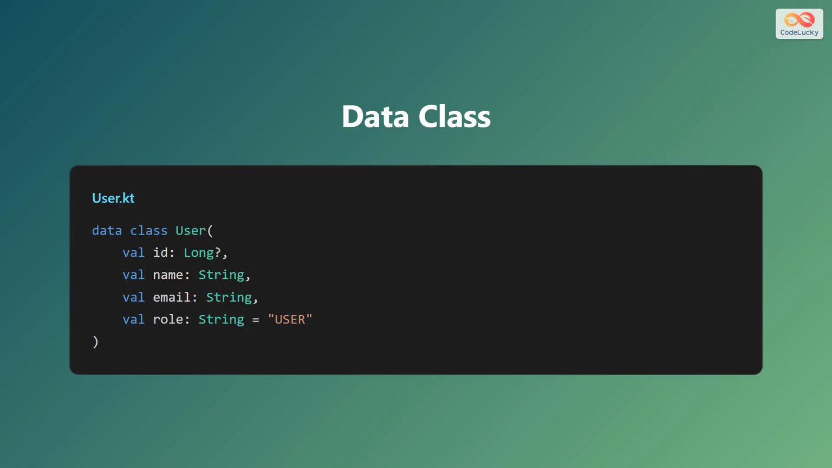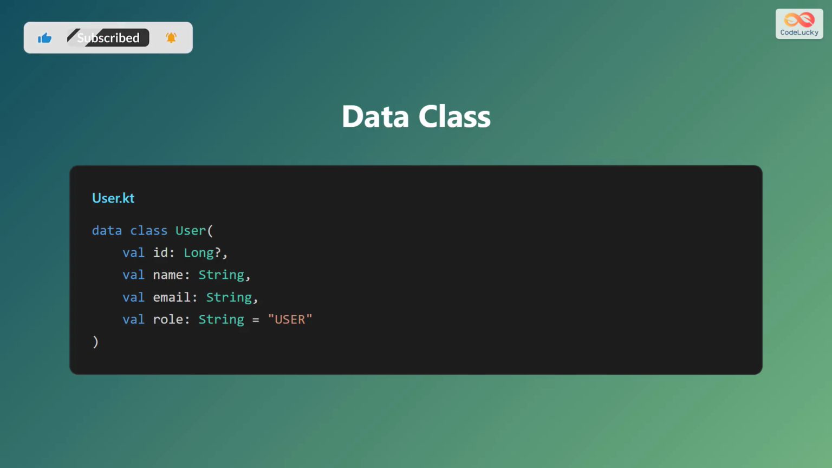One of Kotlin's most powerful features is the data class, which drastically reduces boilerplate code. Here we define a User data class with 4 properties. The id property is of type Long and nullable, indicated by the question mark, because it will be null before the user is saved to the database.